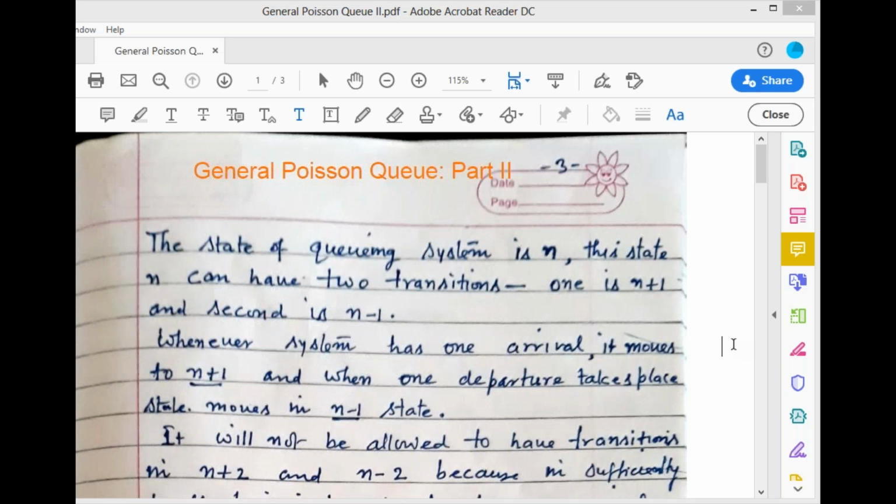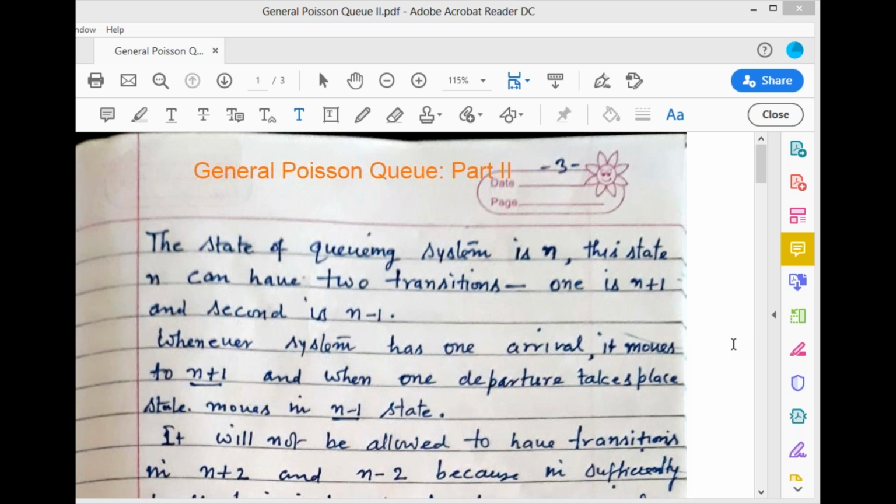Okay, welcome to this lecture. Today we are going to discuss the general Poisson queue, part two. So far we have given the basics of the general Poisson queue, the queues with Poisson arrival. Lastly, we will see the nature of the expression for Pn.